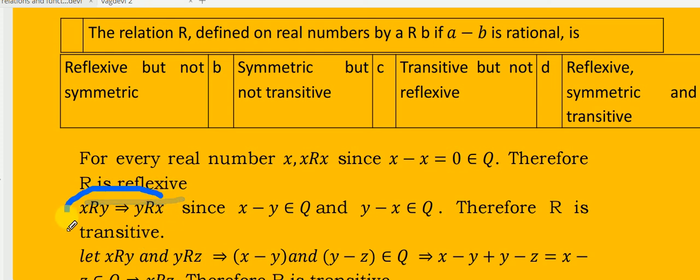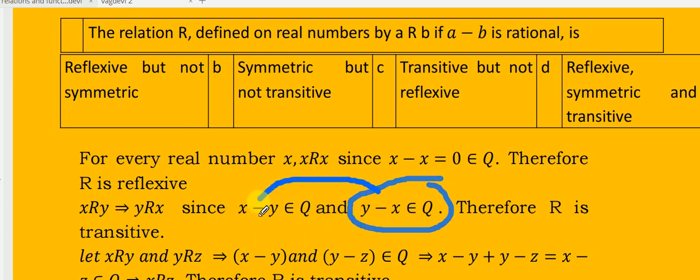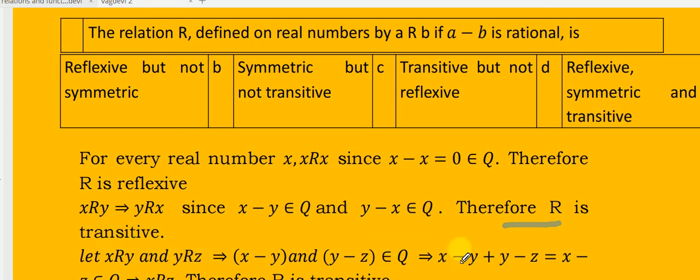Similarly, if x is related to y, then y is related to x. X related to y implies y related to x, because if x minus y is a rational number, then y minus x, the negative of that number, is also a rational number. Therefore R is symmetric.